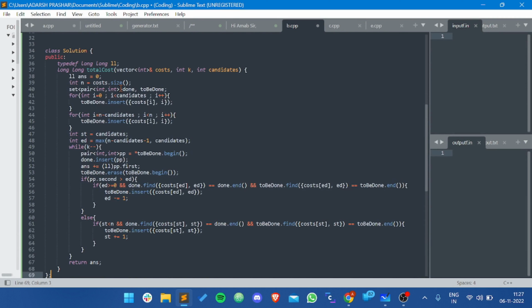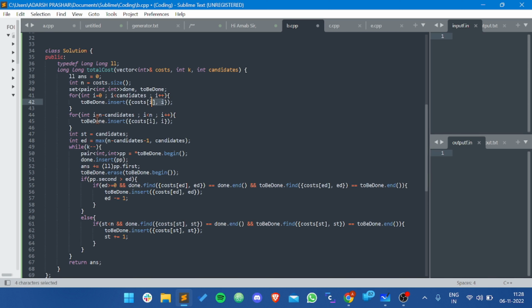Initially I have n, which is the number of people participating in the hiring challenge, which is cost.size. Now I have maintained two sets of pairs, the first one is done and the second one is to be done. Initially I am inserting all of the costs into to be done, because no candidate is hired. So I am inserting cost[i] and i. Cost i will be first because we have to sort by the cost of the people, and i will be second.